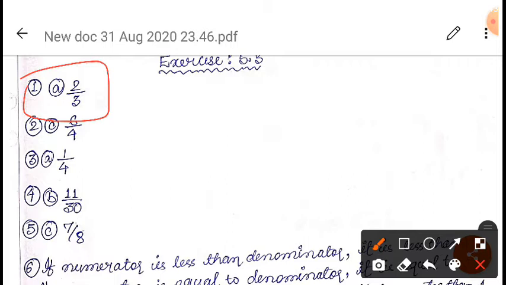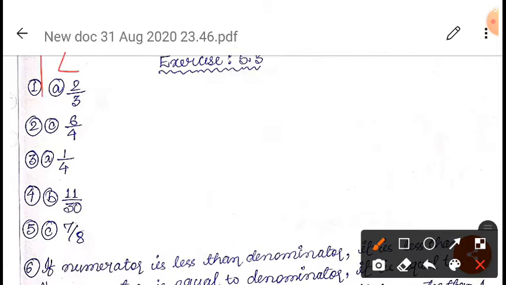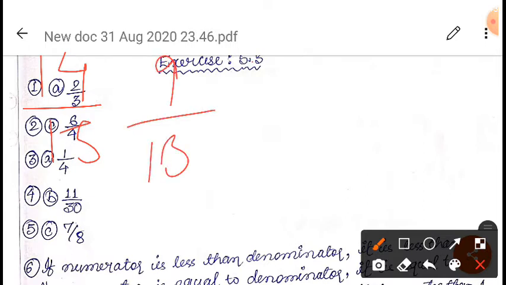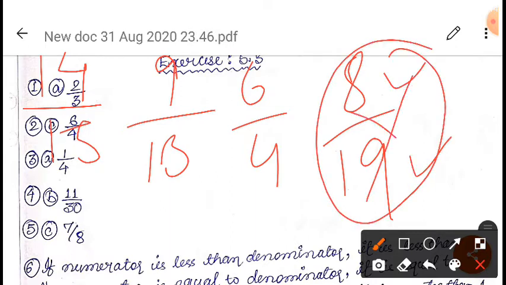Okay, now next is improper fraction. We have to identify which one is an improper fraction, and they have given 14 by 15, 9 by 13, after that 6 by 4, and 8 by 19. Here we have to identify which one is an improper fraction. So to find the improper fraction, we have to see what the condition was: the denominator should be smaller than the numerator. So here in this case the numerator is smaller and the denominator is bigger, so it will not be an improper fraction because it is a proper fraction.